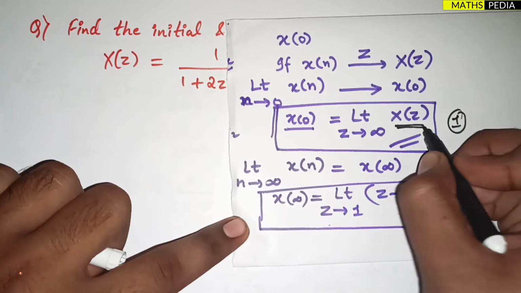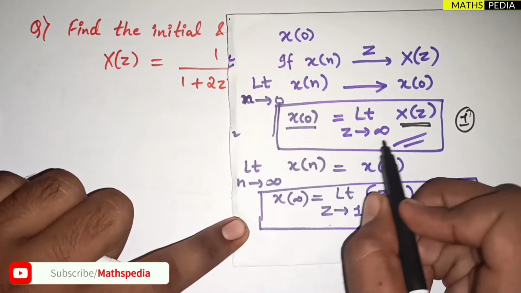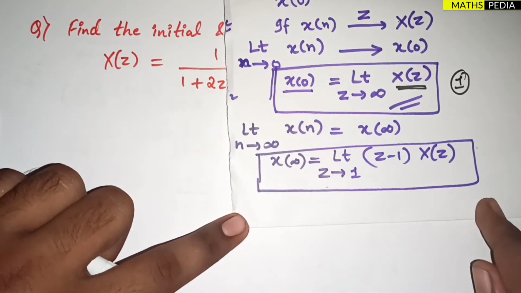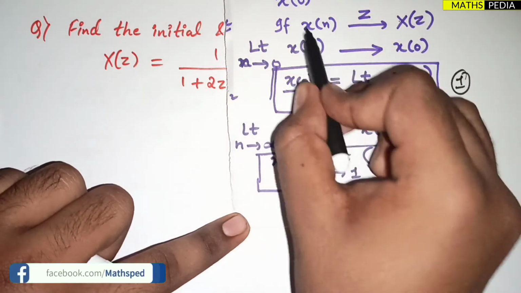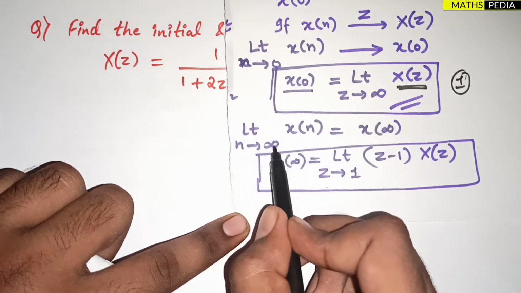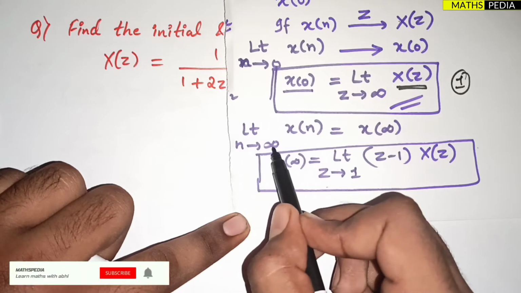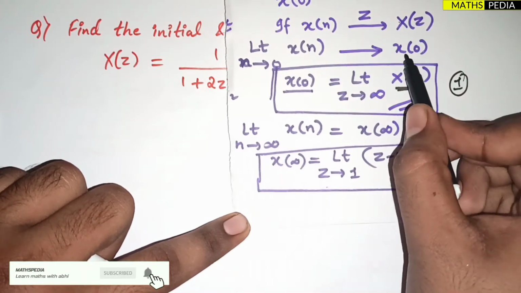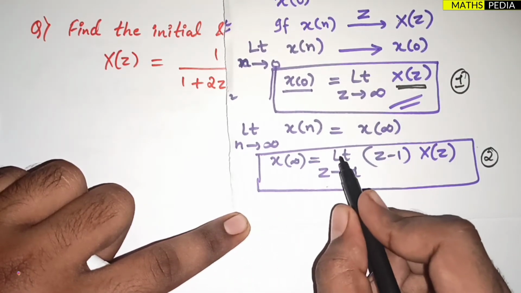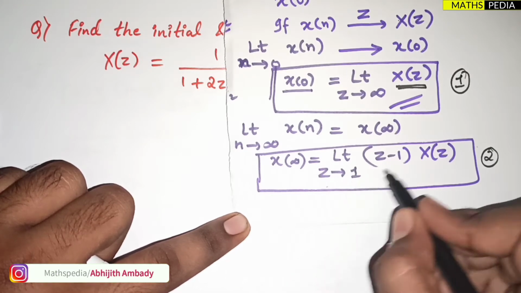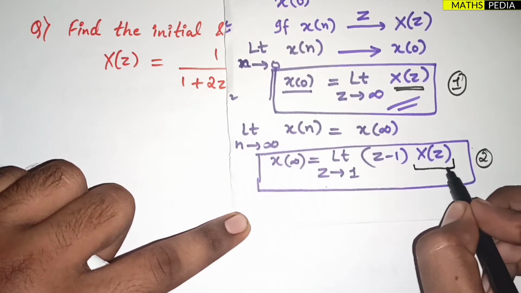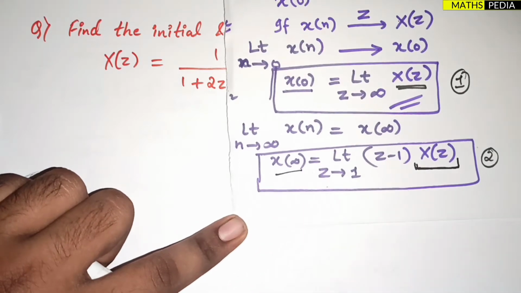This X of z will be given in the question. We have to just apply the limit z tends to infinity to get the initial value. This is the initial value. Now for the final value, you have to see the final value theorem. Again, for this function we apply limit n tends to infinity. There it was 0 for the initial value, here it is infinity. So x of n as n tends to infinity will be x of infinity. This is the second important equation: x of infinity is limit z tends to 1, here it is z tends to 1, of (z minus 1), this is the extra thing, into X of z. This will be given in the question, so we need to find x of infinity. These two things we need to find.